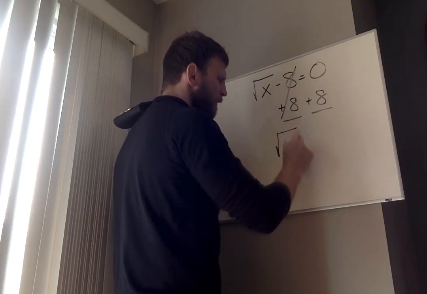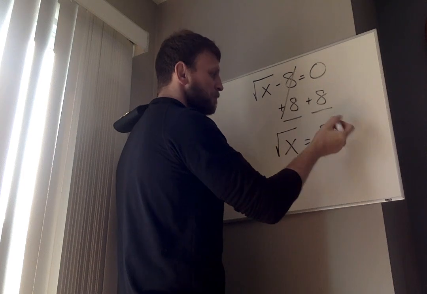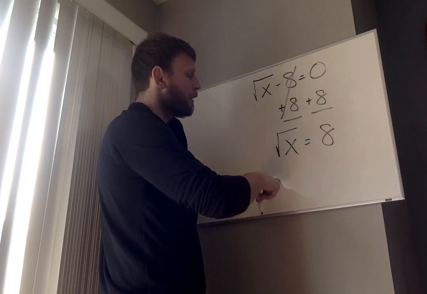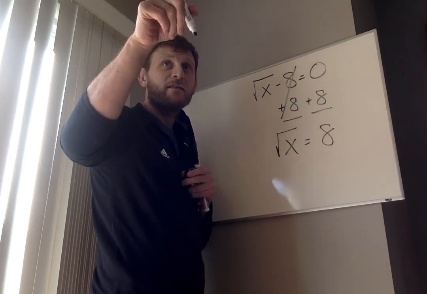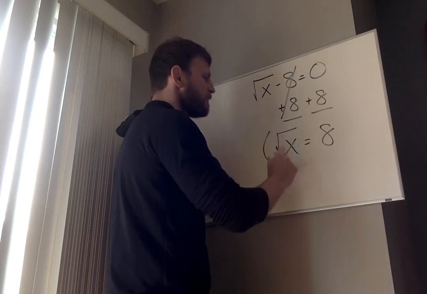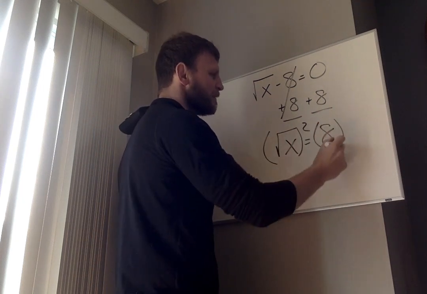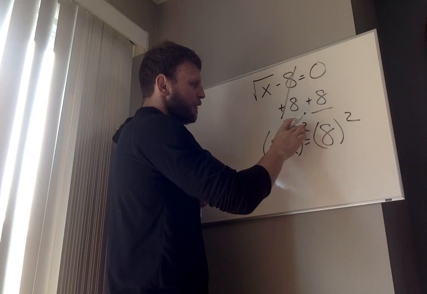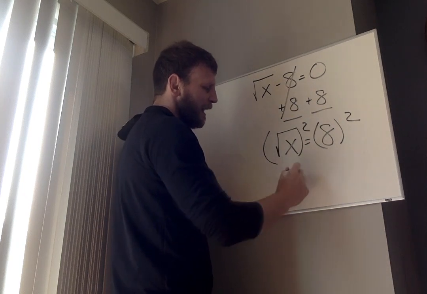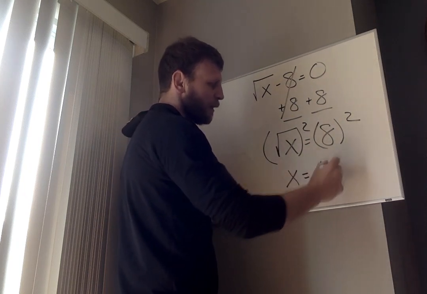So I have the square root of x equals 8. So how do I undo the square root? Ben? Yes. I square both sides. Okay? So that's going to undo the square root here. So I have x equals 64.